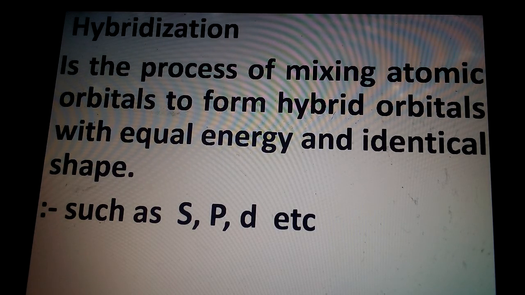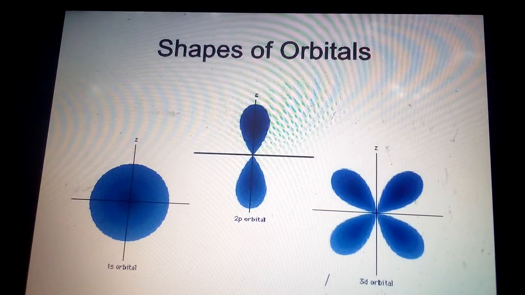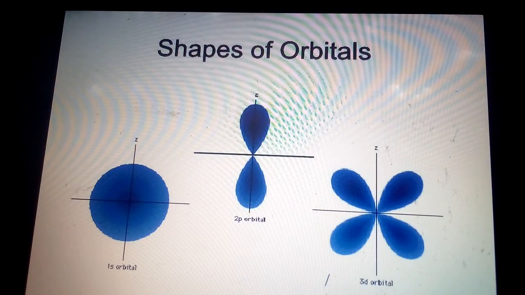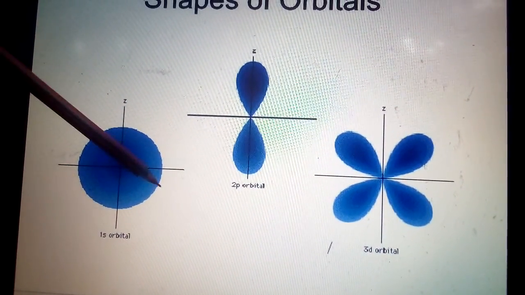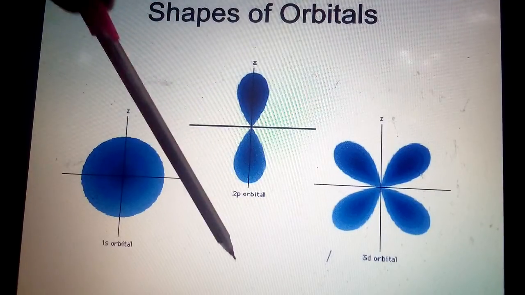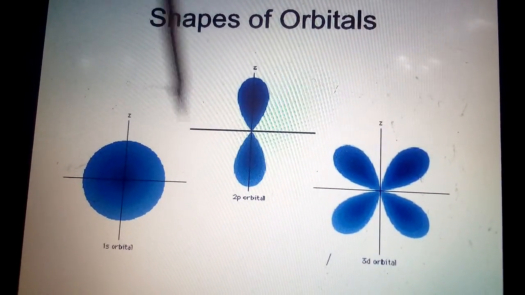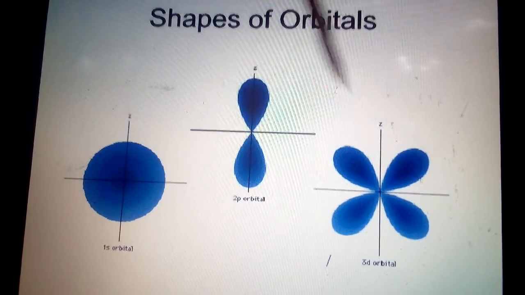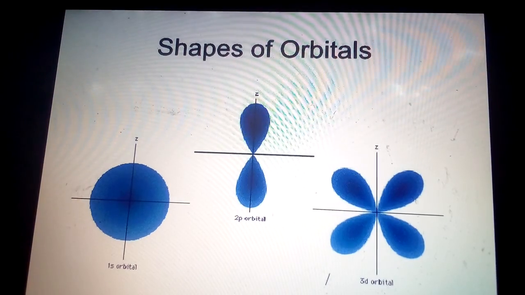These are examples of the orbitals that we can mix. This one is the s orbital, this one is the p orbital, and that one is the d orbital. These are the shapes of the orbitals, the orbitals that we can mix.